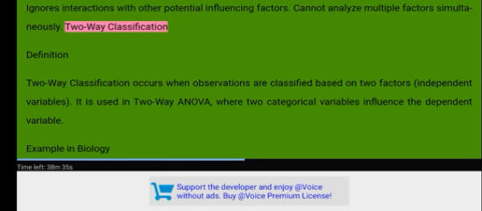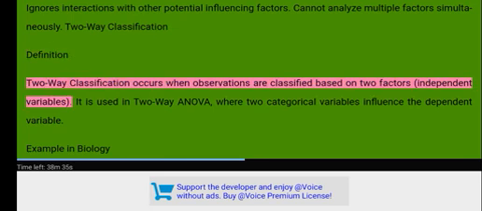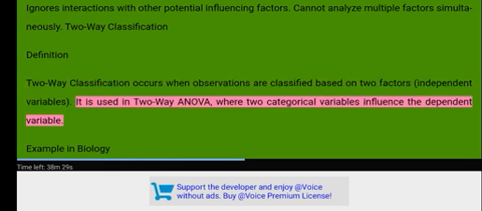Two-way classification. Definition: two-way classification occurs when observations are classified based on 2 factors (independent variables). It is used in two-way ANOVA, where 2 categorical variables influence the dependent variable.